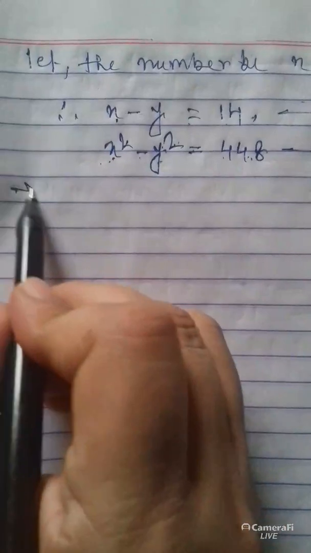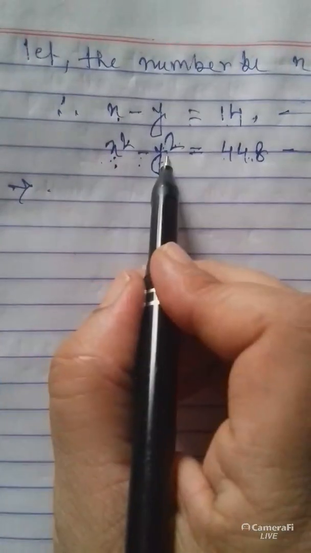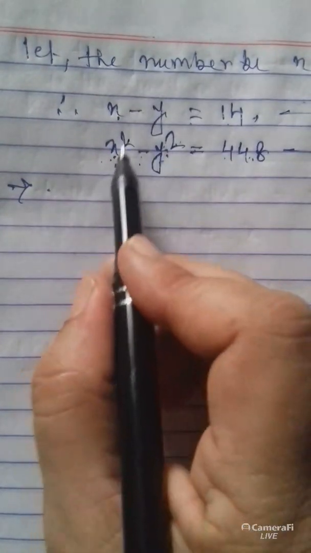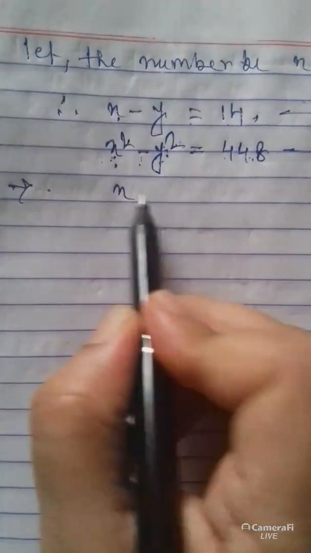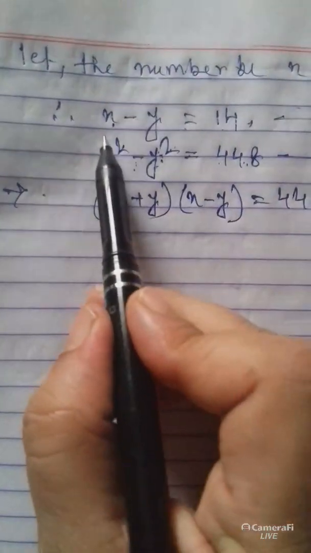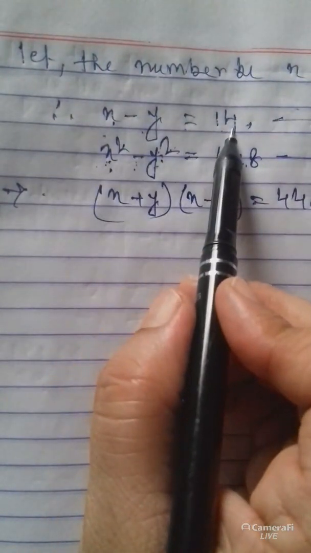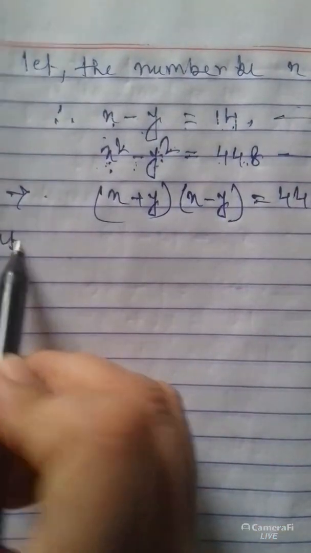Now we know that x square minus y square, this is one identity. We can write x plus y into x minus y equal to 448. Here the value of x minus y equal to 14. So we put the value of x minus y.